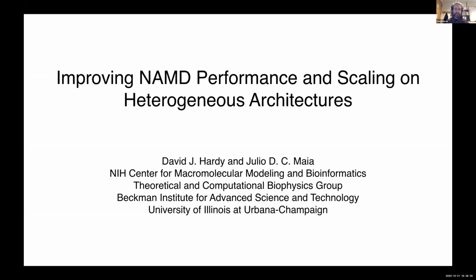So hi, thanks for giving us this opportunity to present our recent work on NAMD. NAMD is a scalable molecular dynamics code. It is one of the earliest Charm++ applications, so the code is written in C++ and Charm++ and CUDA. And our performance scales to hundreds of thousands of CPU cores and tens of thousands of GPUs.